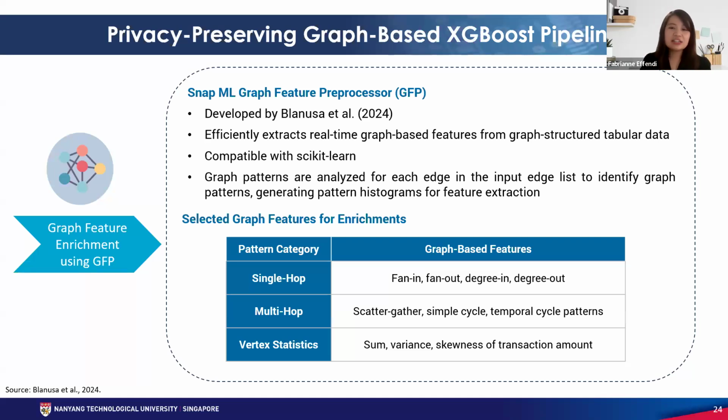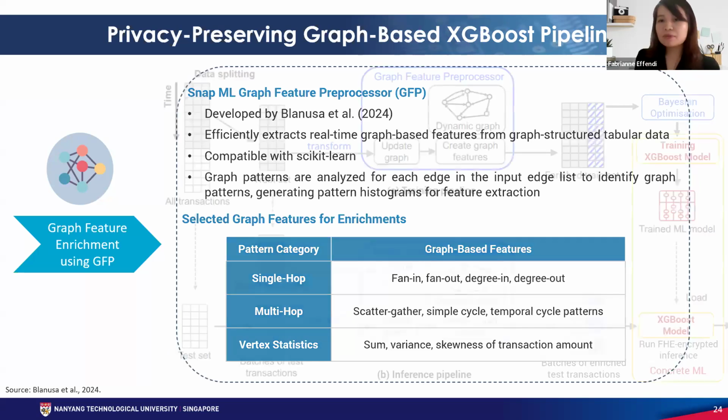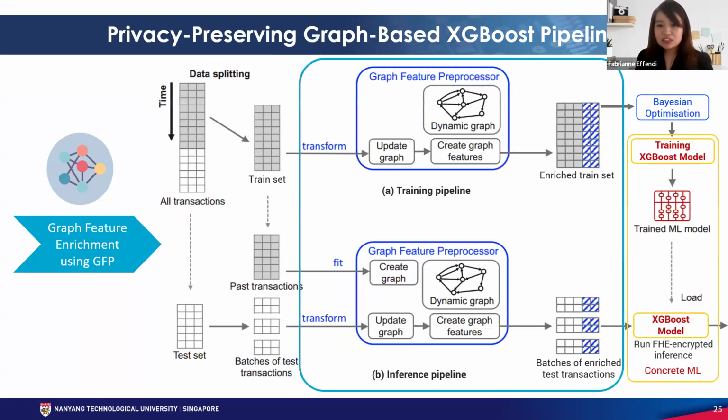The selected graph features include single-hop patterns such as fan-in, fan-out, degree in, and degree out, multi-hop patterns such as what you've seen earlier, the scatter-gathers and different kinds of cycles, as well as vertex statistics such as sum, variance, and skewness of transaction amounts. So you can see how from the train set and test set respectively over here, the graph feature preprocessor would then be able to create these graph features to create the enriched train and test sets respectively.